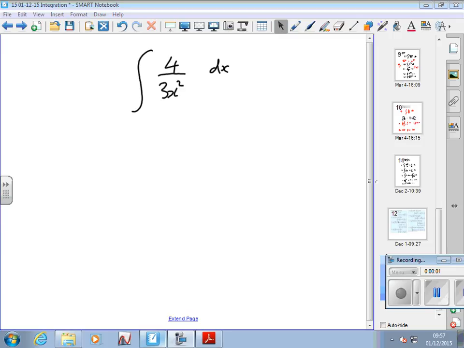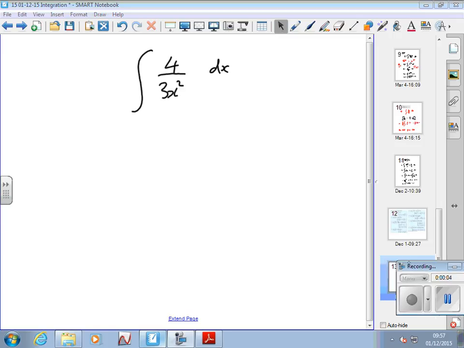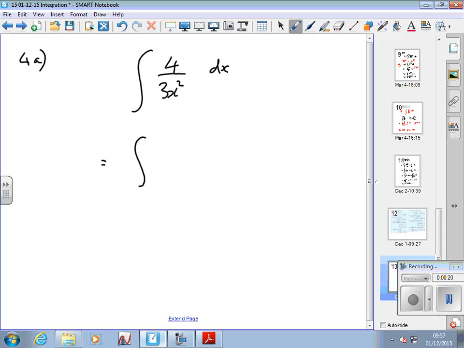So let's look at this example, actually taken from the exercise question number 4a. We use the idea that we thought about already algebraically and split the 4/3 and 1 over x squared. So this is the integral of 4/3 times 1 over x squared with respect to x, like we did before. So separate out the 4/3 and 1 over x squared. The 4/3 is a constant, so that can effectively come outside the integral. All we're left with to integrate is the 1 over x squared.